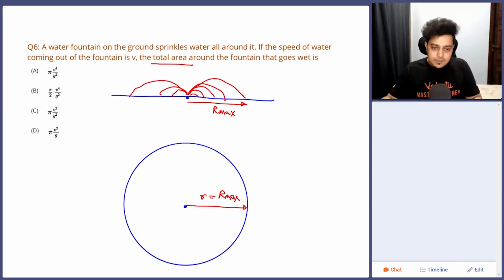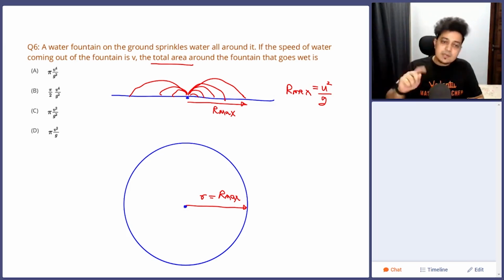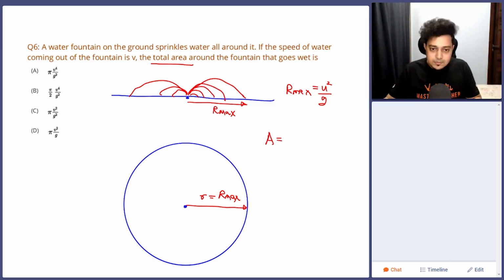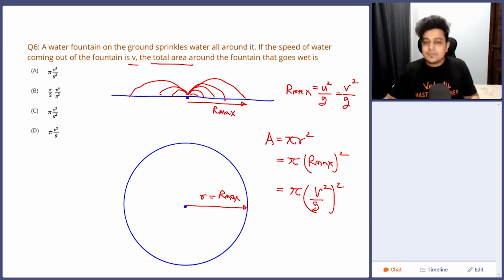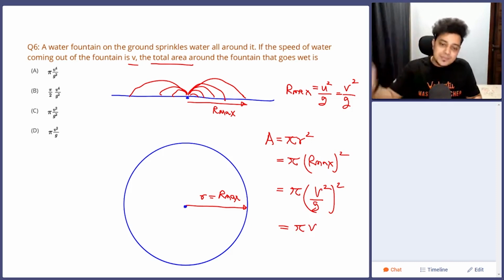So for R max, we know the formula: R max is equal to u square by g, and this R max is the radius of that area. So the area will be pi r square, pi into R max square. We have to put the value here for u. Velocity is said to be v, so we will replace it with v as the velocity of projection. So it will be v square divided by g, the whole square. Pi as it is, v square raised to 2 gives v raised to 4 upon g square. So pi v raised to 4 upon g square. So A is the correct answer.